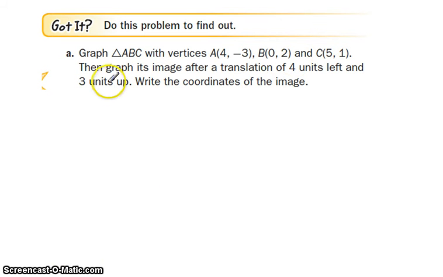Okay, once you have those 3 points plotted, you have to translate it, and it's going to tell you what to do to translate. Okay, you're going to take each point and you're going to go 4 to the left and 3 up. So from point A, you need to go 4 to the left and up 3. Then take point B, 4 to the left, 3 up, and same thing with C. So go ahead and try that.